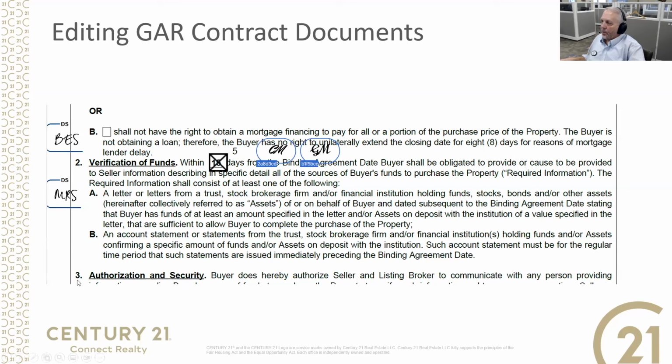Okay. Here we have changed from 15 days for verifications of funds down to 5. We've put some initials over here, some off on the margin onto the left. Does this look legit to you guys? Does to me too.